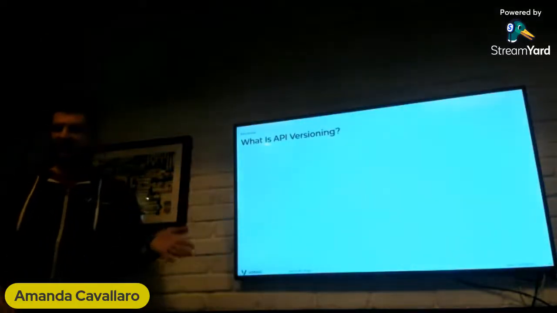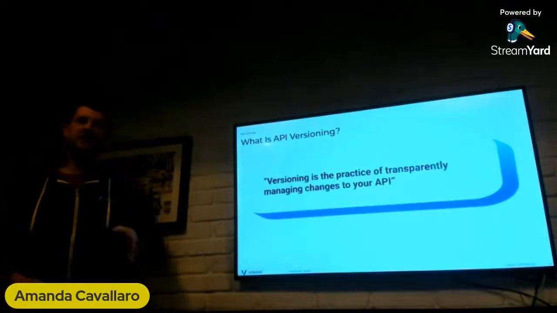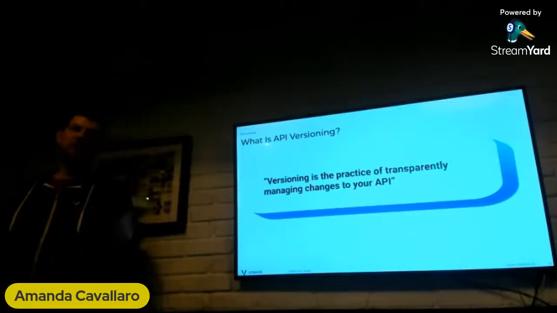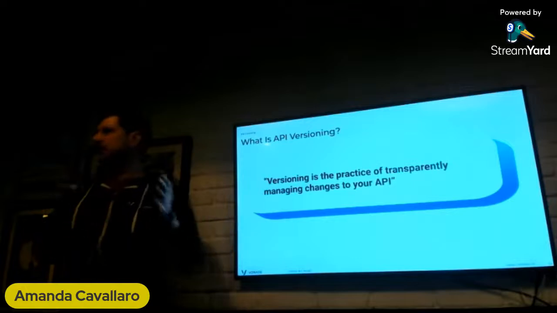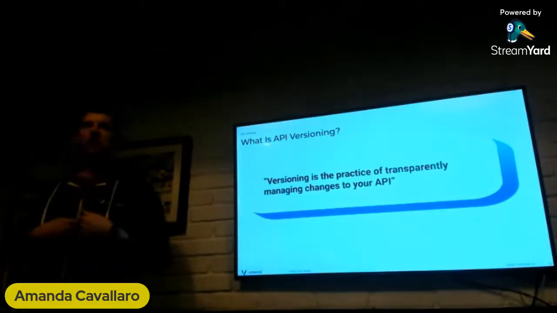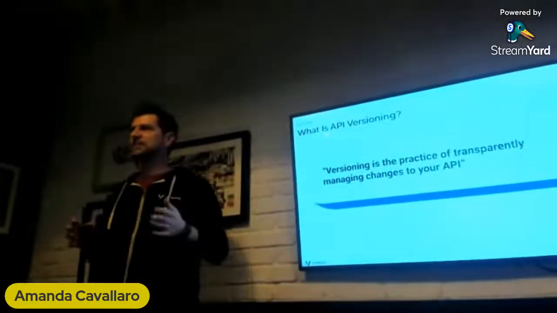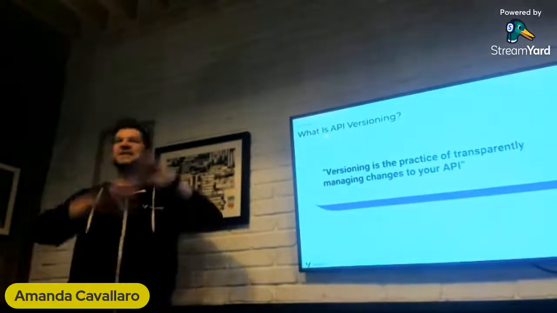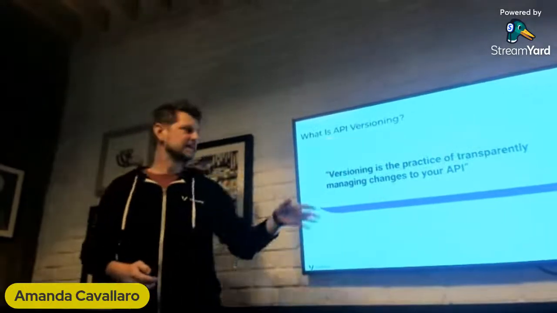What is API versioning? Versioning is the practice of transparently managing your changes to your API. Over time, things will change. You learn how to do things better, or your needs become different, your customers' needs are different, or you realize that you've actually designed your API completely wrong, and you haven't listened to any of my slides, and you now need to do it all over again. So that is when you'd make a new version of your API.